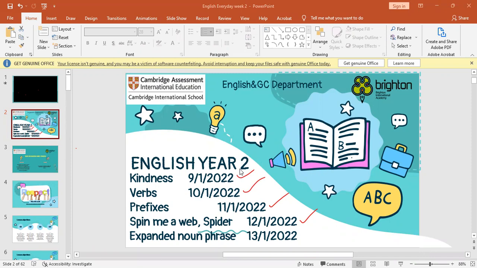So today, first of all, I'll start by recalling our lessons throughout the week. The first lesson we had this week was on kindness, right? The second lesson was on verbs, and we said that verbs are action words. Then the third lesson was on prefixes. We were able to use the prefixes un and dis. For example, unhappy, disobey. These are some of the examples. Then yesterday, being Thursday, our fourth lesson was on Spin with a Verb, Spider, which is a poem.